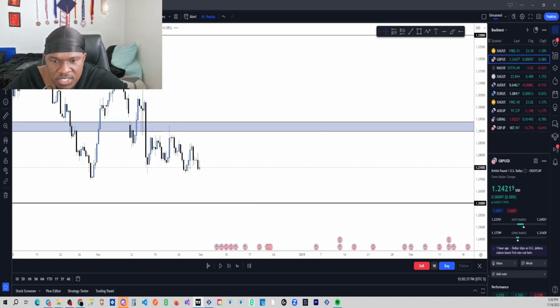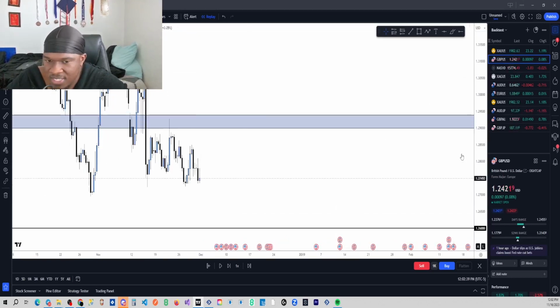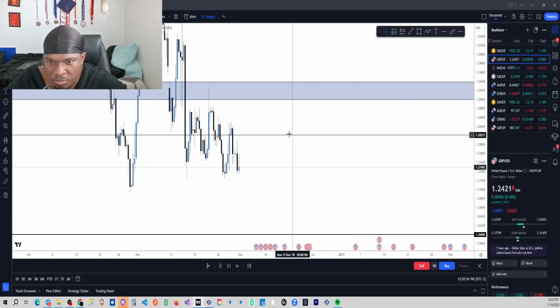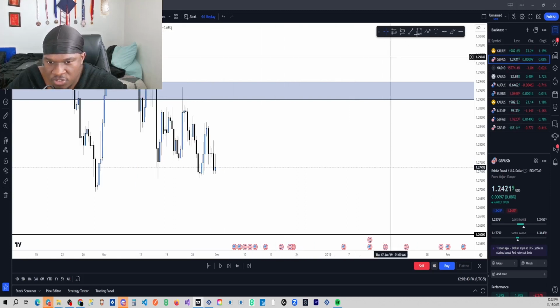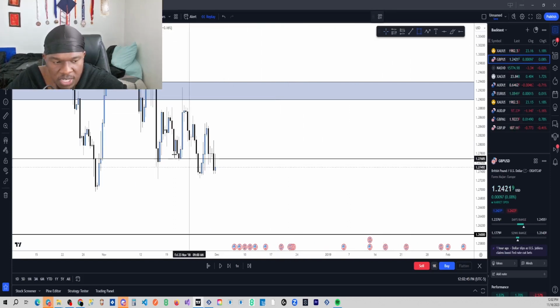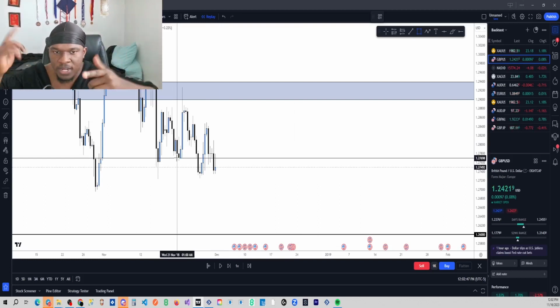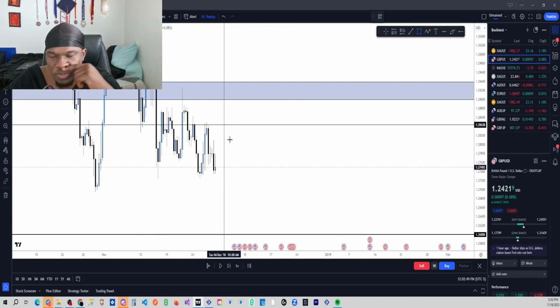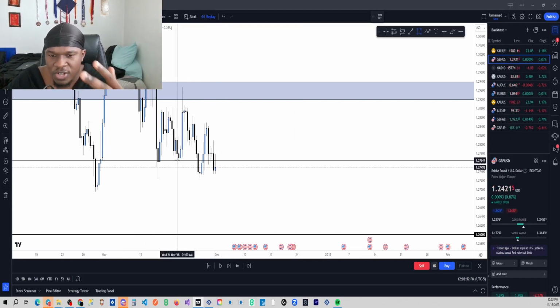As we continue to scale down, you're going to see how beautiful price is, how price is respecting certain lines, certain zones. And that's because you're on the higher time frame. When you're on a lower time frame, price is just sporadic. When you're on a higher time frame, you can actually read price. You can see something.